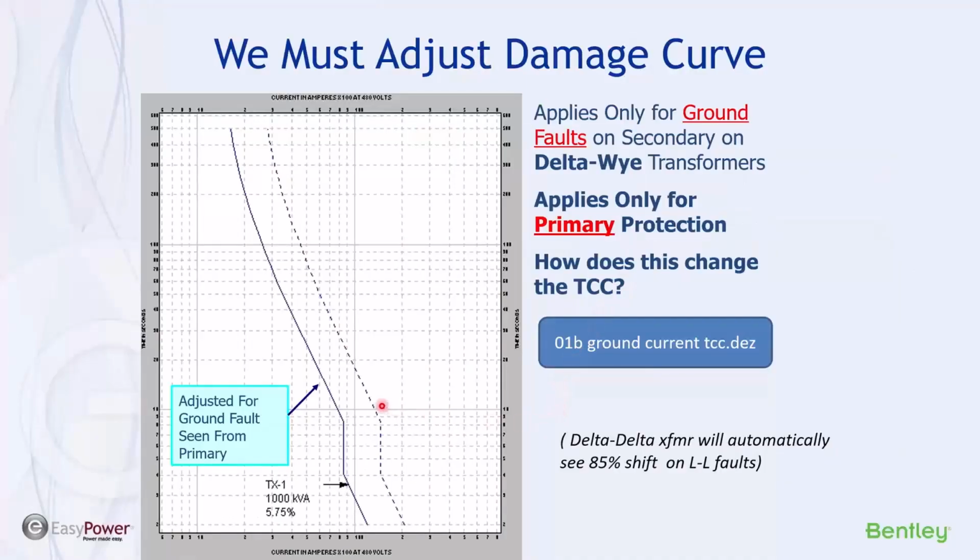Now, and so that gives us this 58% adjustment for a delta-Y. There's also an 85% shift on a delta-delta, and again, this is handled automatically by EasyPower.